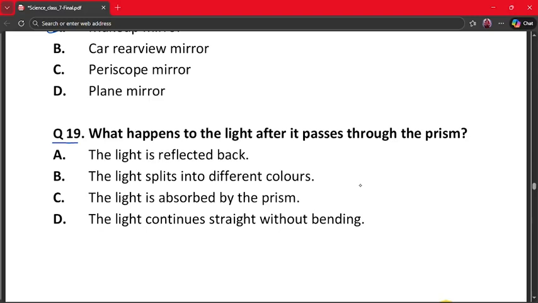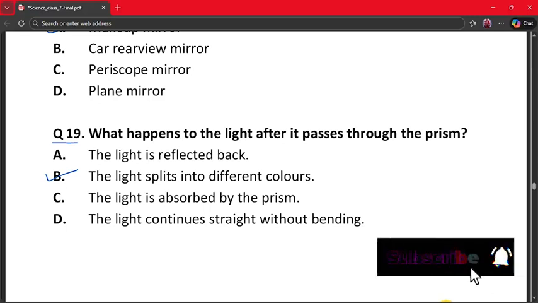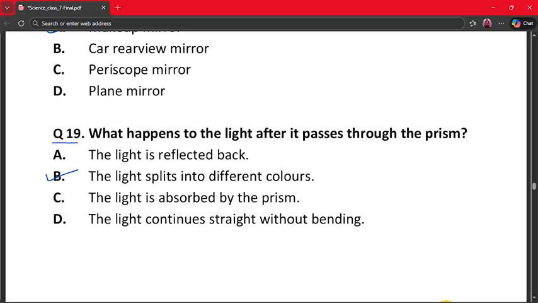The correct answer is option B. So when light enters a prism, it bends, and different colors bend by different amounts. This causes splitting of white light, and the process is called dispersion. So option B is the correct answer.